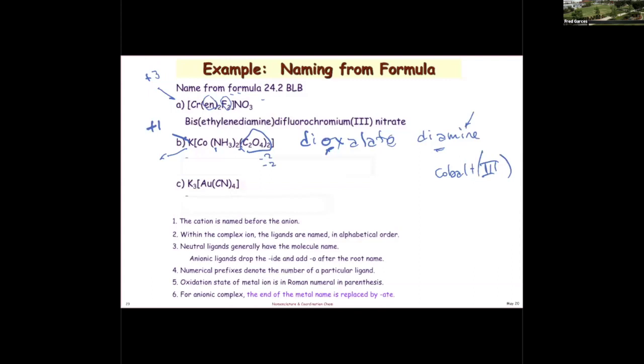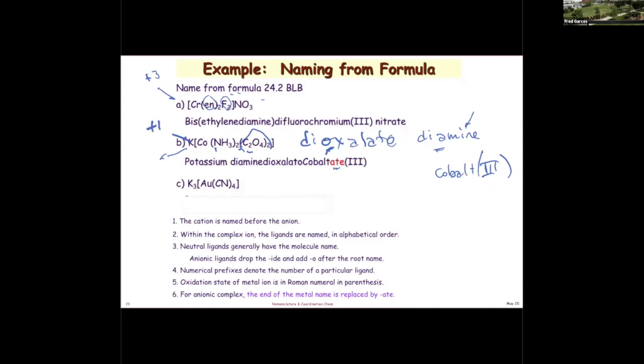So let's take a look at the name here. So the name would be potassium, cation first. Diamine, A before O. Dioxalato. Cobaltate, that's where you put the ATE ending, because it's an anion, 3. So there's a special rule in naming these things.